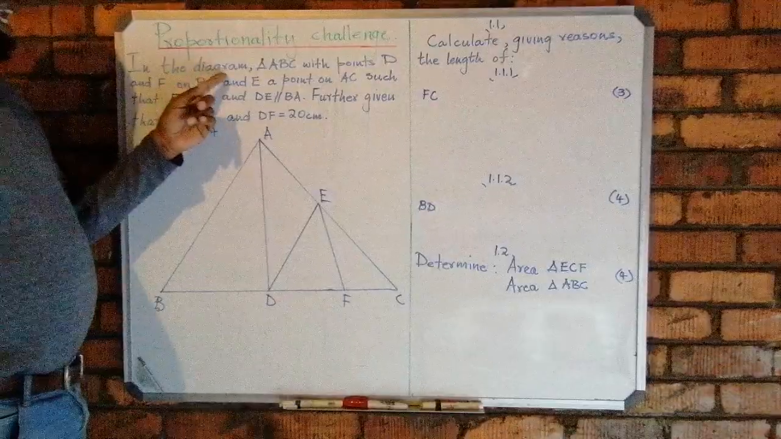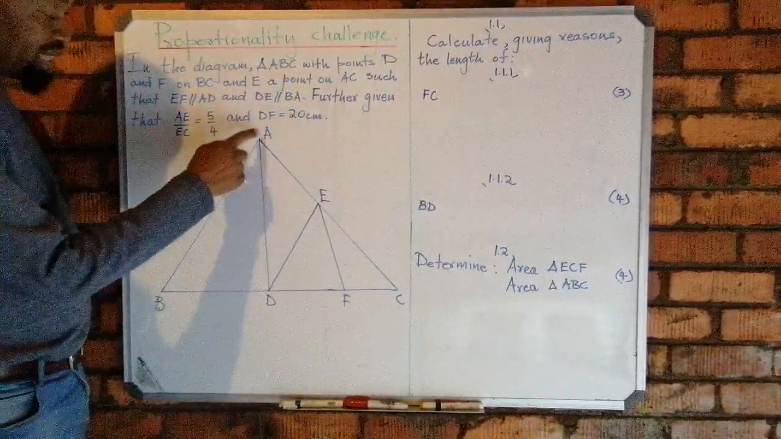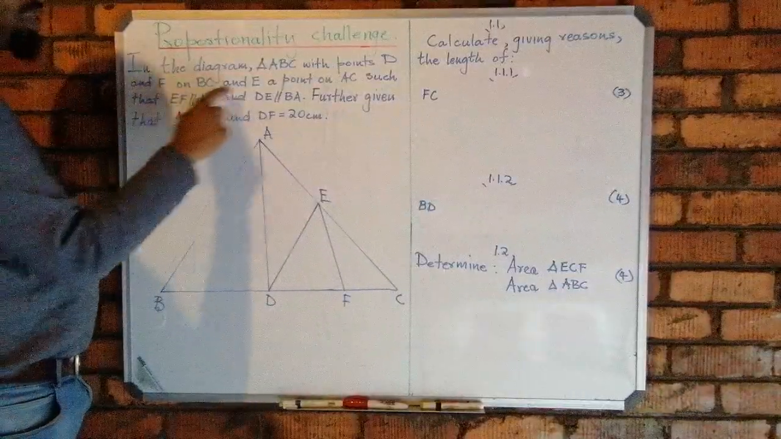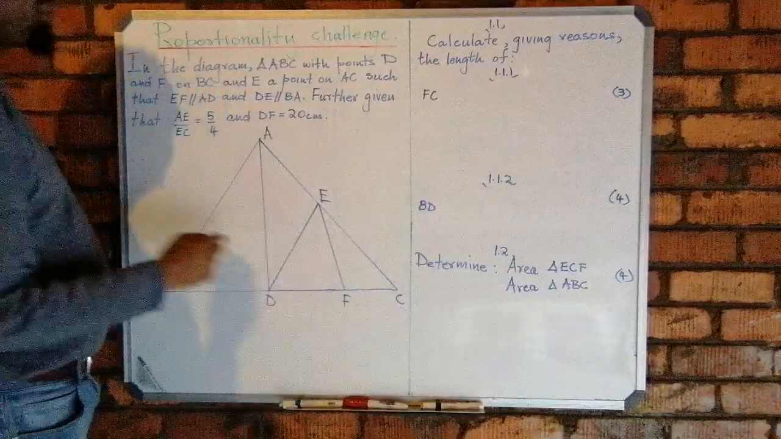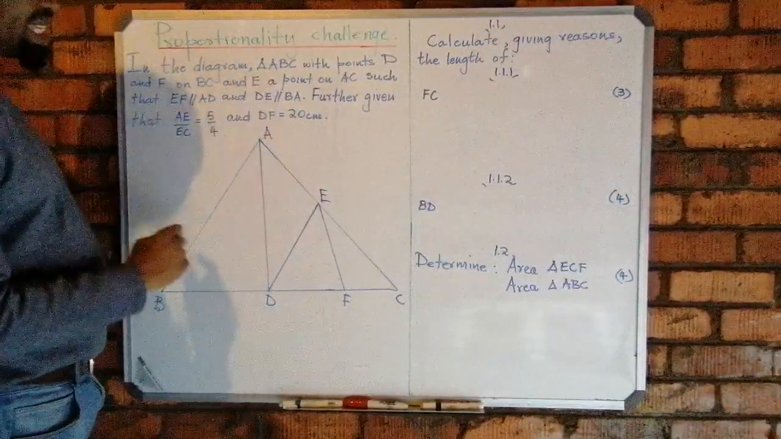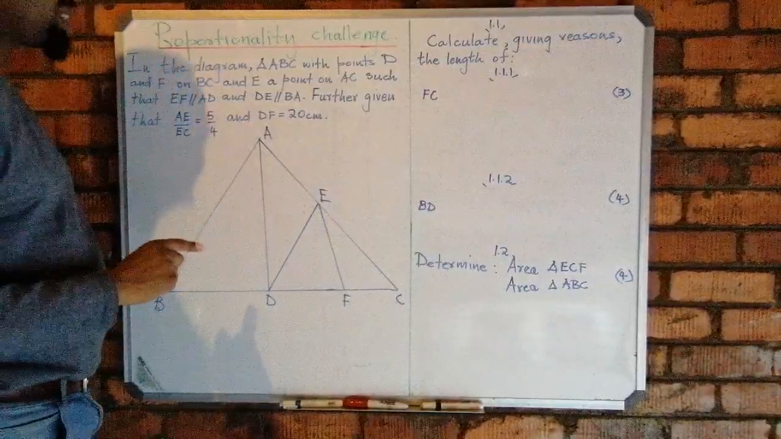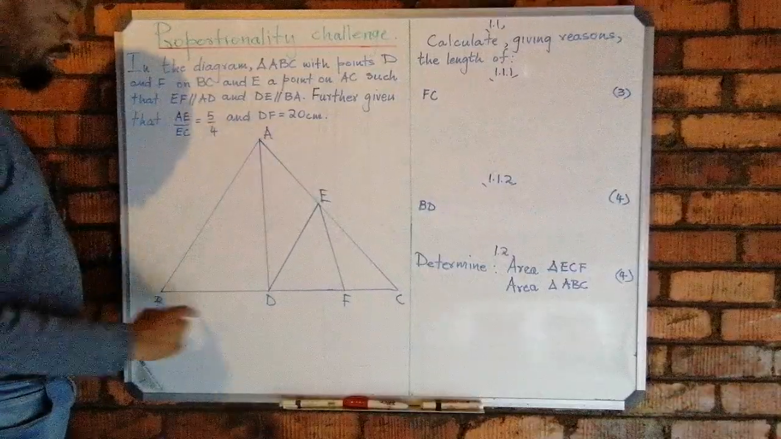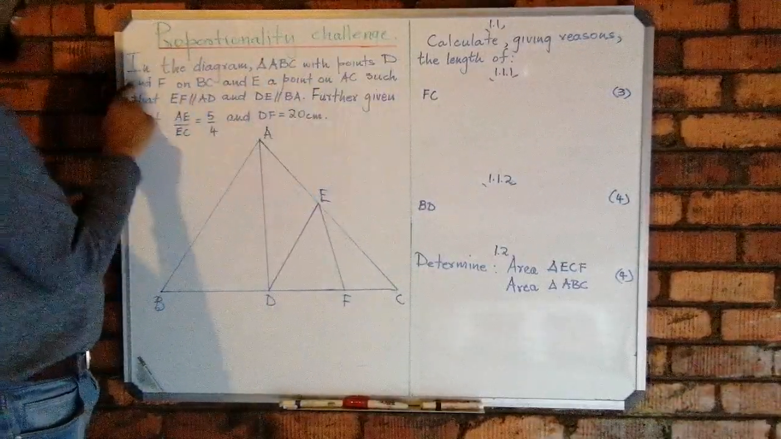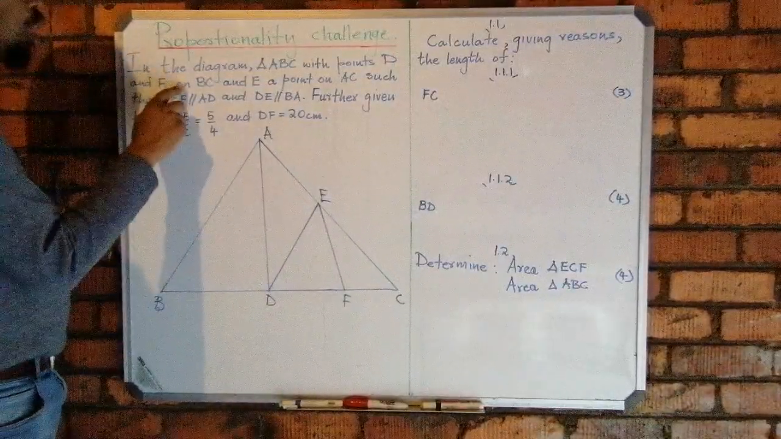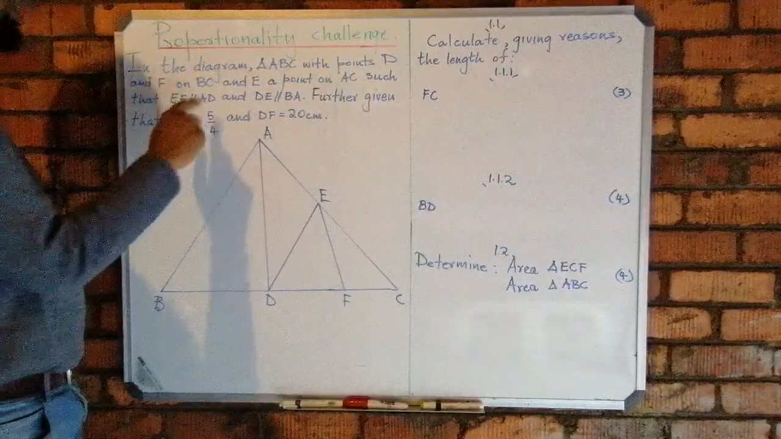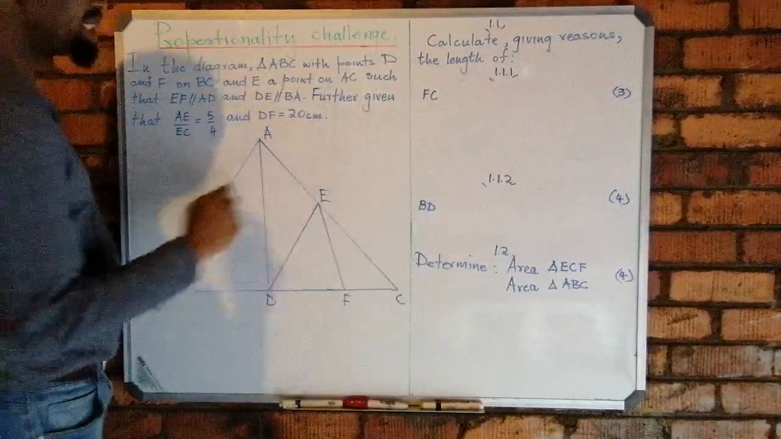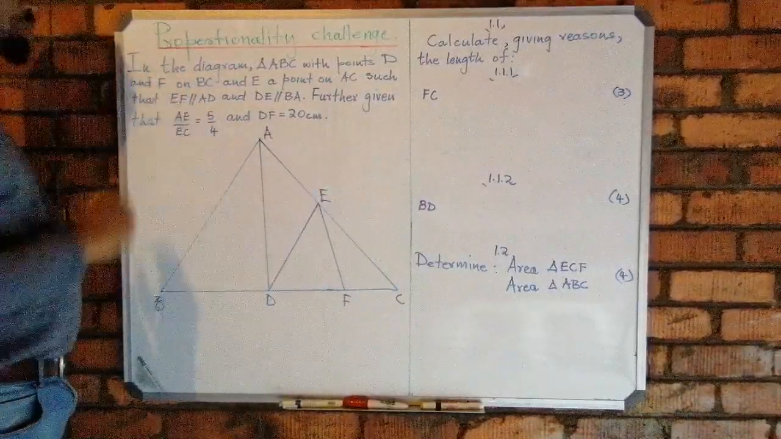It says, in the diagram, triangle ABC, with points D and F. There's point D and F and point E. Sorry, I did not read something here. Let's go back to it again. In the diagram, triangle ABC, with points D and F on BC, they lie on this line, that's beautiful, and E, a point on AC, there's E on AC, such that EF is parallel to AD.